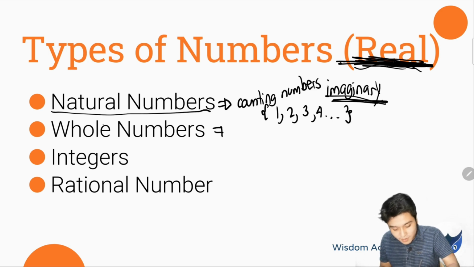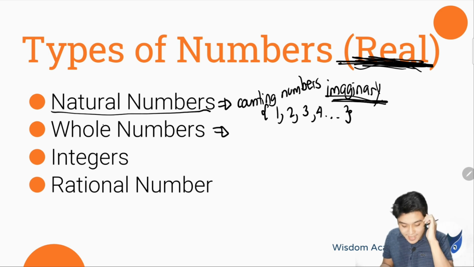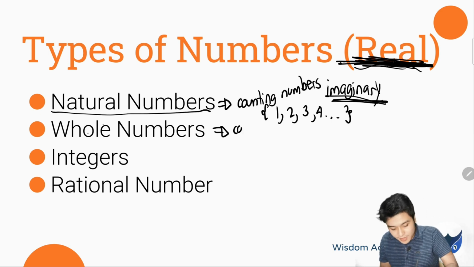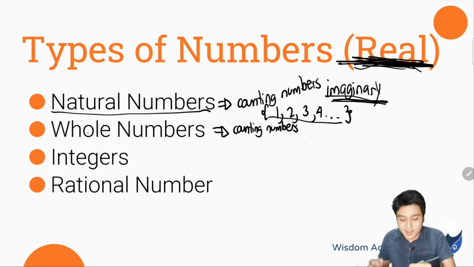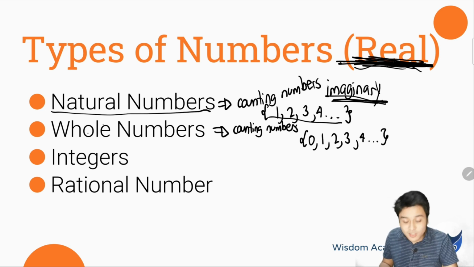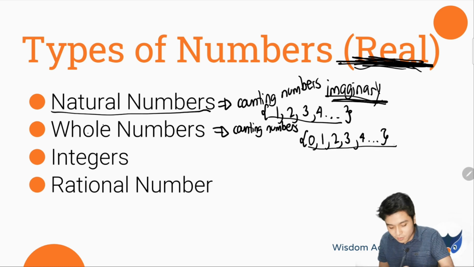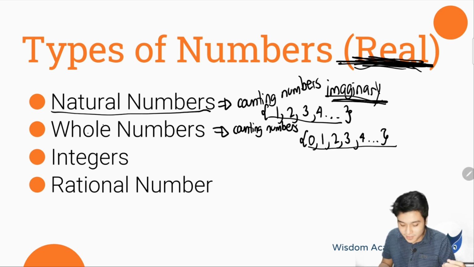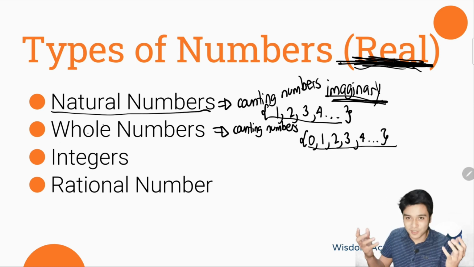Yung whole numbers naman, yan ay yung counting numbers din. Tapos isama lang natin si 0. So, itong set na to, 1, 2, 3, 4 pataas, dagdagan mo lang yan ng 0. Counting number na yan. Whole number na yan. So, dinagdagan ko lang ng 0 yung set na yon, whole number na yung tawag din. So, pag dinagdagan siya ng 0, again, whole number siya.